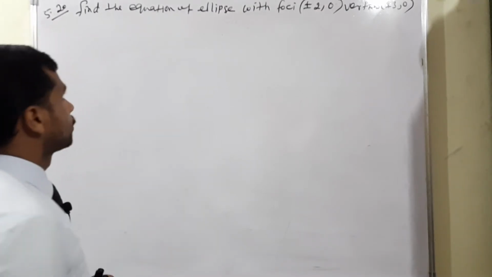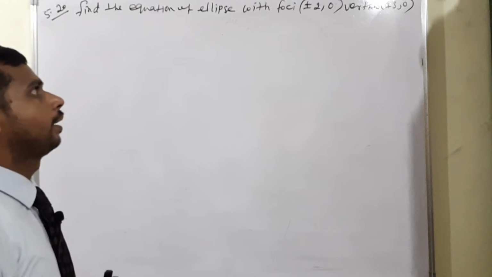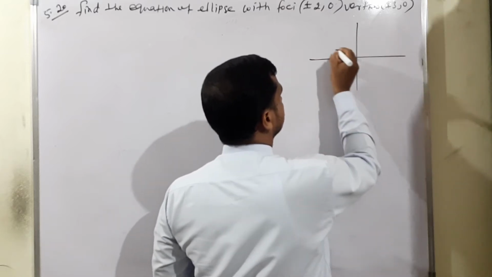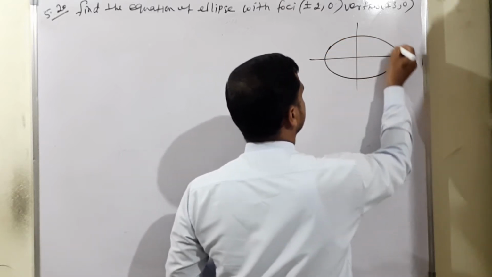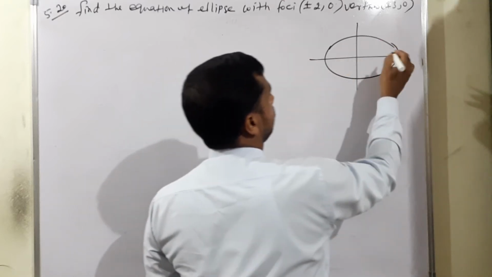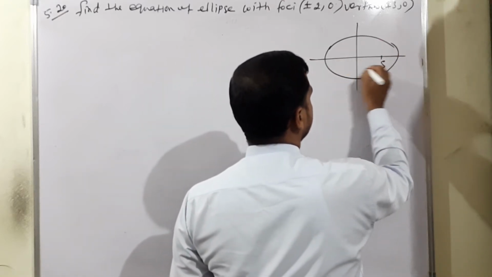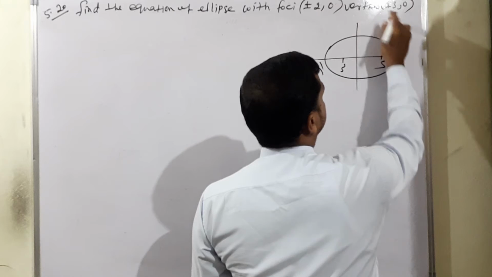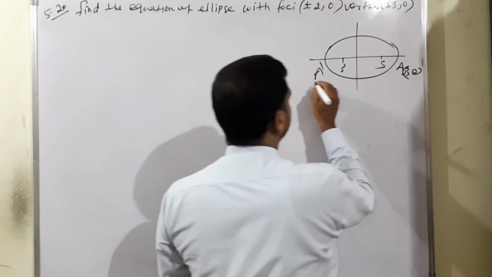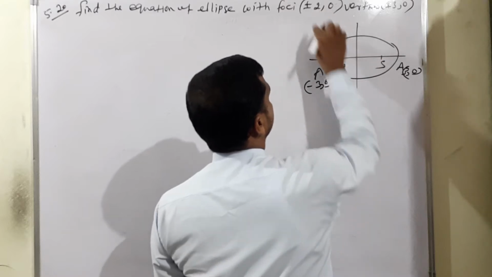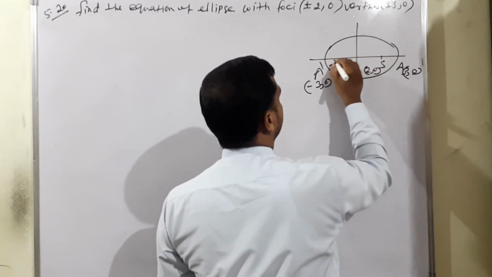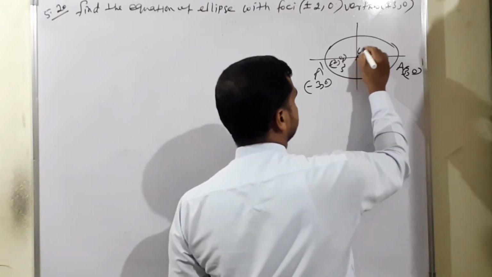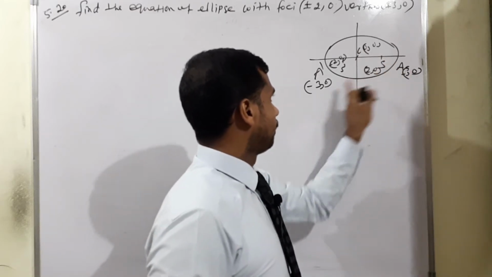Example 5.20. Question: find the equation of the ellipse with the foci and vertex points given. The ellipse diagram. Now the foci are S and S dash, the vertices are A and A dash, isn't it? So the vertices are given as 3 comma 0, opposite side minus 3 comma 0. Foci, positive side 2 comma 0, opposite side minus 2 comma 0. Definitely we can say the center is actually 0 comma 0, the midpoint, because 3 minus 3 will be 0.